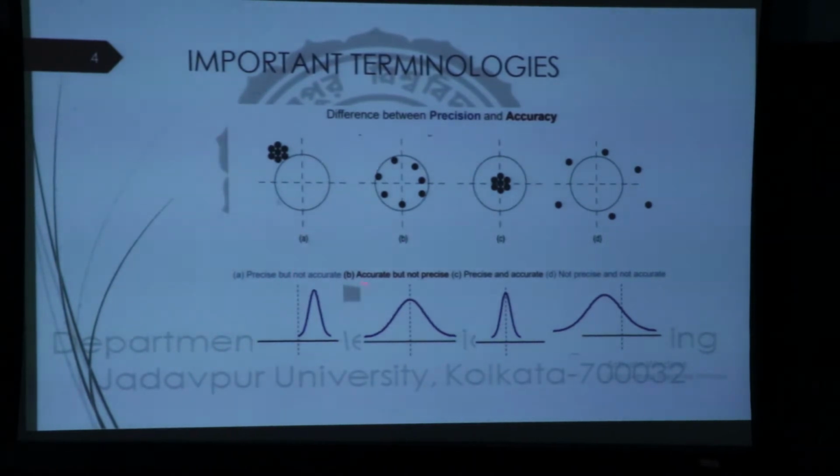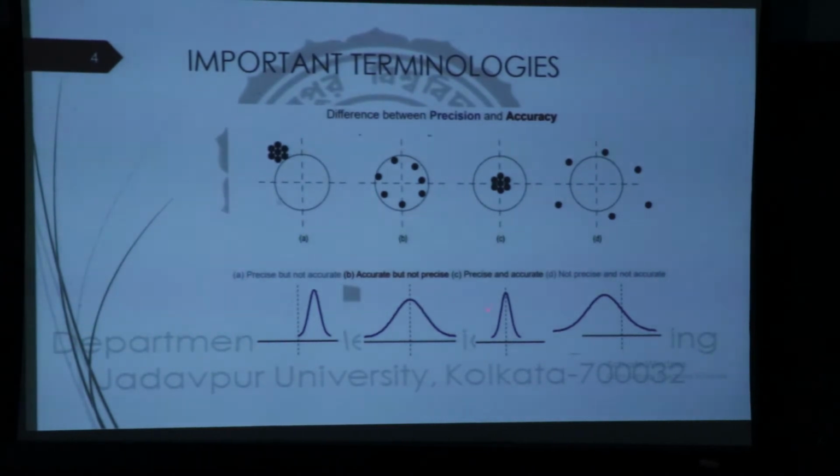Here you see B, accurate but not precise. What does that mean? It means the measured mean and the true mean are coinciding, but the measured values are quite spread, having a large spread.